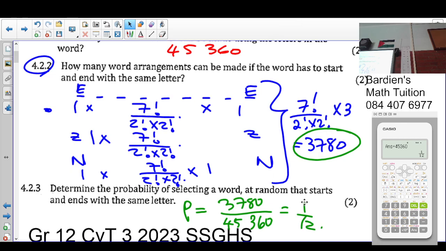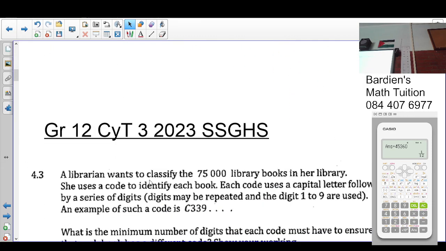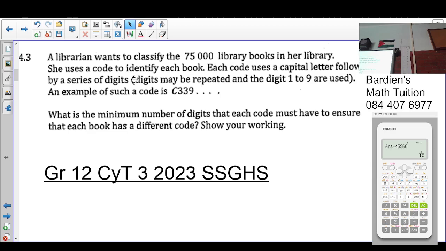So 1 in 12 chance of drawing such a combination. If you want the percentage, you times by 100. If you want it in decimal, you press S-D, which gives you the decimal format thereof. I think this was a cool question.